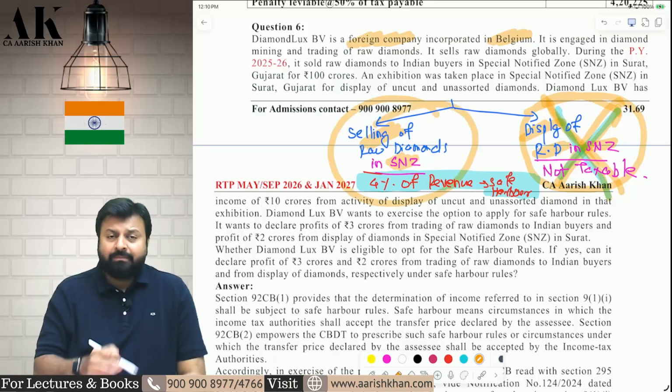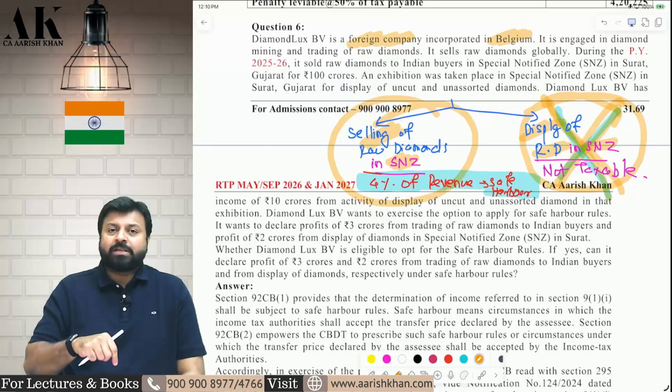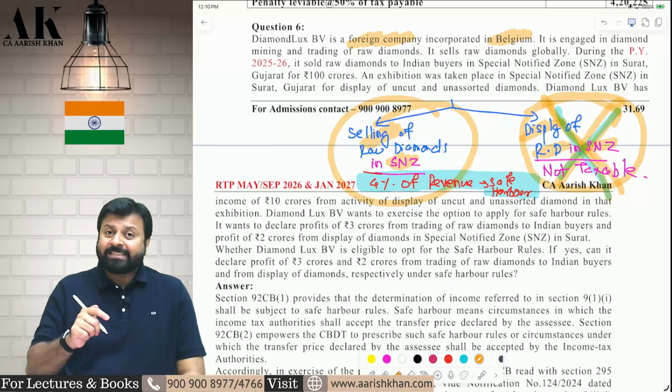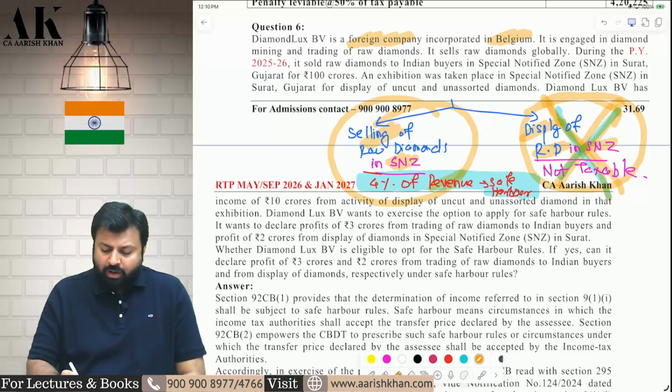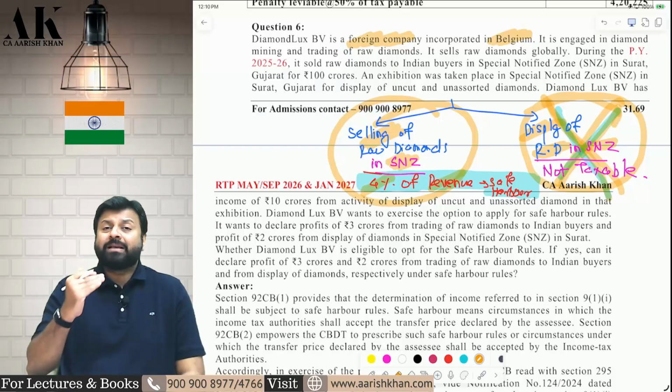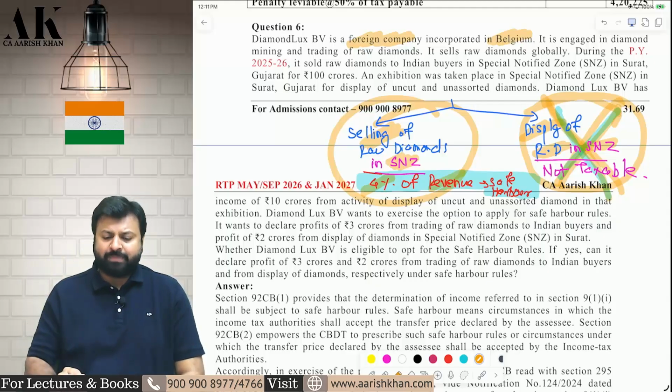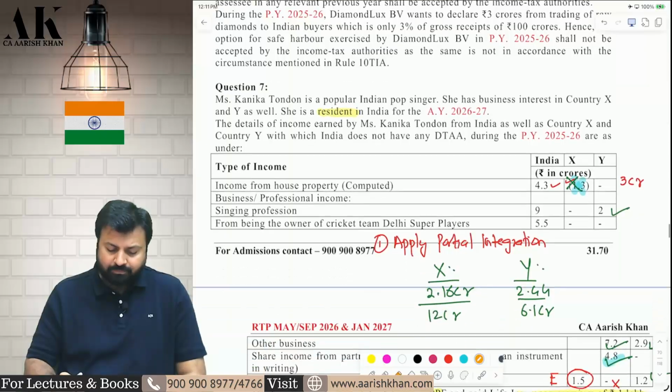Second possibility, if a foreign company comes to special notified zone and sells raw diamonds, then safe harbor rule is applicable. And then the safe harbor rule is, whatever is the revenue, 4% of that should be shown minimum as profit. If you show lesser than 4%, safe harbor rule will not apply. If you show more than 4%, safe harbor will apply. Then you will not get deduction of any expenses. I hope it is clear to all of you.